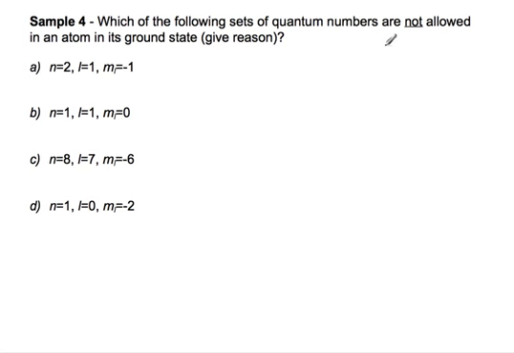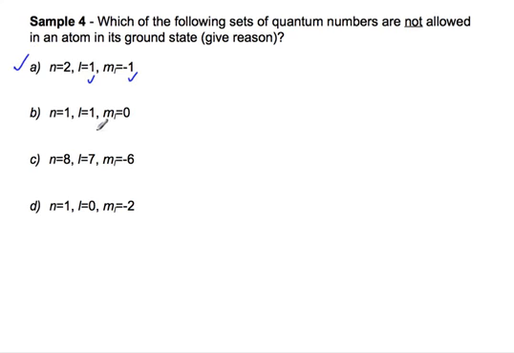Which of the following sets of quantum numbers are not allowed in an atom in its ground state? So n equals 2, L equals 1. Well, that's possible. When n equals 2, L can equal 0 or 1, so that's okay. And ml equals negative 1. Well, that's also okay, because when L equals 1, the possible values of ml are negative 1, 0, and plus 1. So that set is fine.